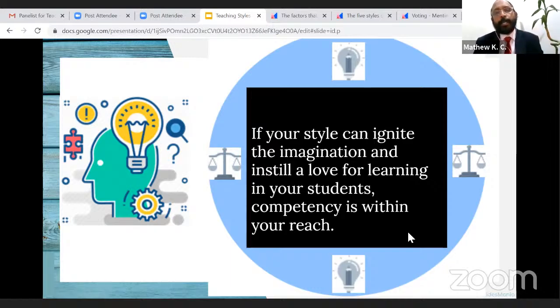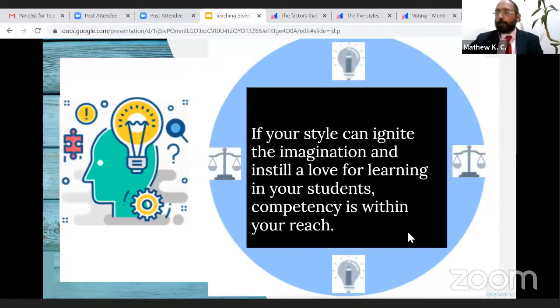If your style can ignite the imagination and instill a love for learning in your students, competency is within your reach. So competency is not a difficult task. It is a simple thing, provided we are intelligent enough to have a proper framework and a proper teaching style. Whatever is available from around the world, we should be able to absorb and then incorporate in our procedure. That would help us to have a proper teaching style, and whenever it is required, we will be able to modify it. As per the requirement of the learner, we should be ready to modify. That flexibility should be there.